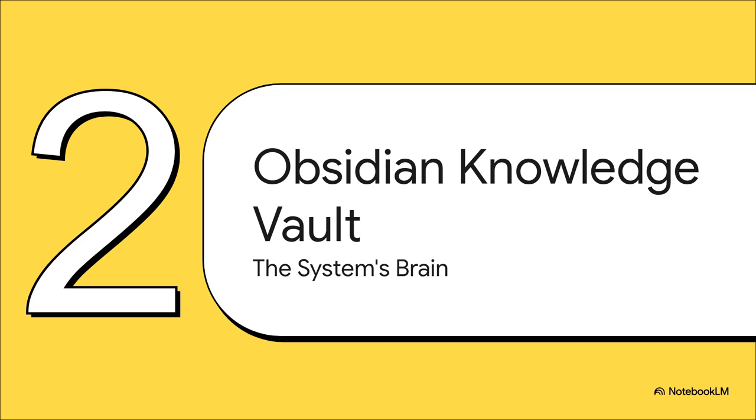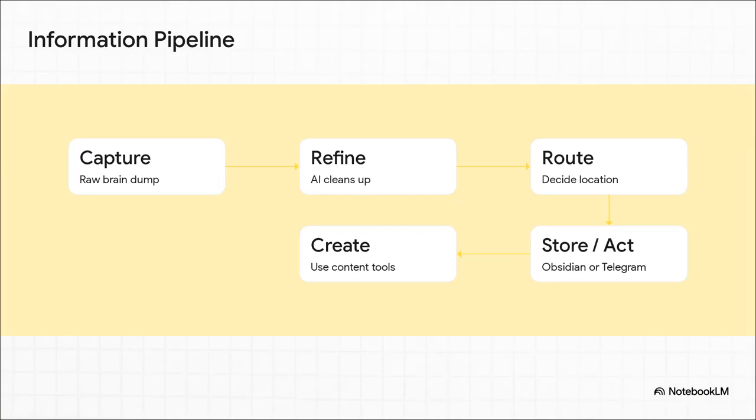Moving into Section 2, Obsidian, the Knowledge Vault. This is basically the system's brain. Working closely with Perplexity as an AI mentor, a brilliantly simple 5-part pipeline was established. You capture a raw brain dump, you let AI refine it and clean it up, then you route it to the right location, store it or act on it, and finally create.